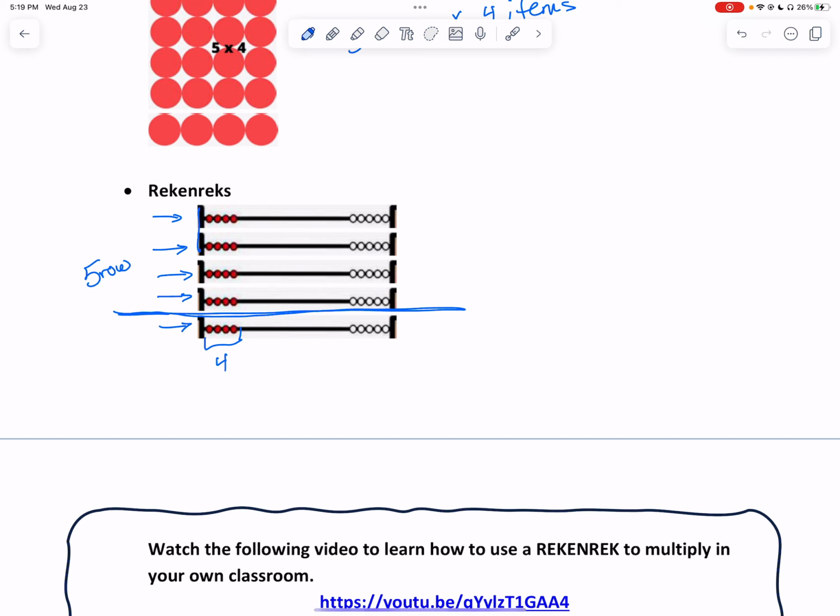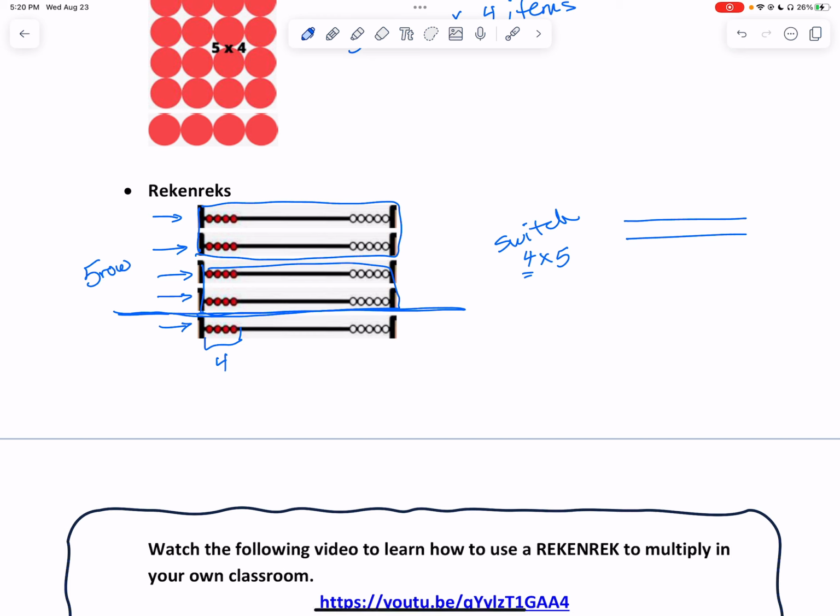So one of you would have this one, one of you would have this one. So we couldn't do 5 times 4. So if I give you 5 times 4 to use a Reckon Rec with, you may have to switch it. You may have to switch it to 4 times 5 because we have 4, you can make 4 rows. Okay, and that's just because we don't have enough Reckon Recs. Okay, so then you would have 4.